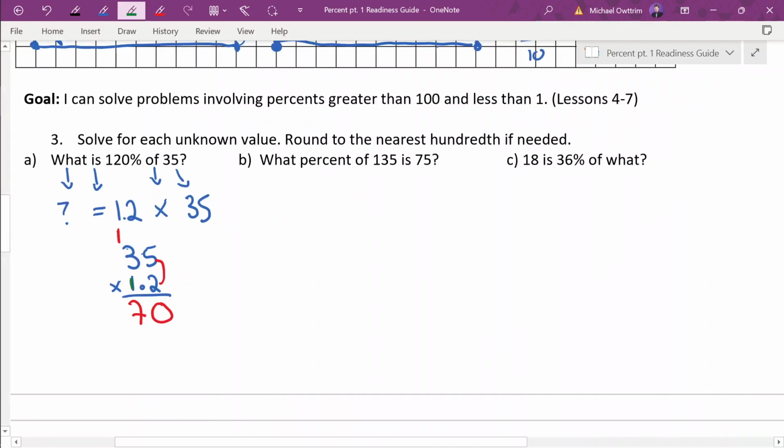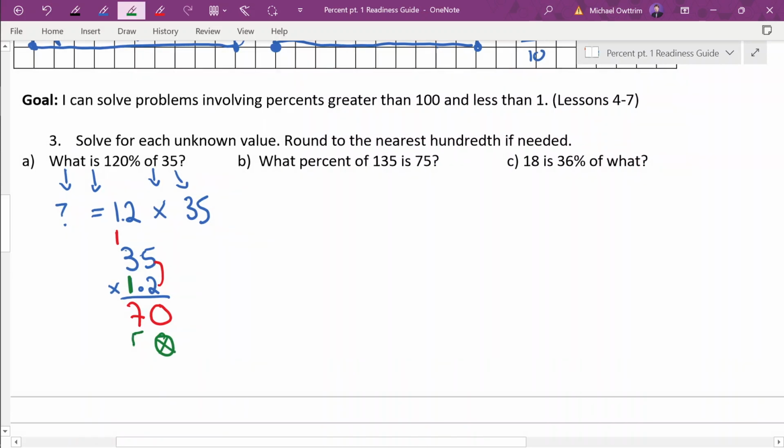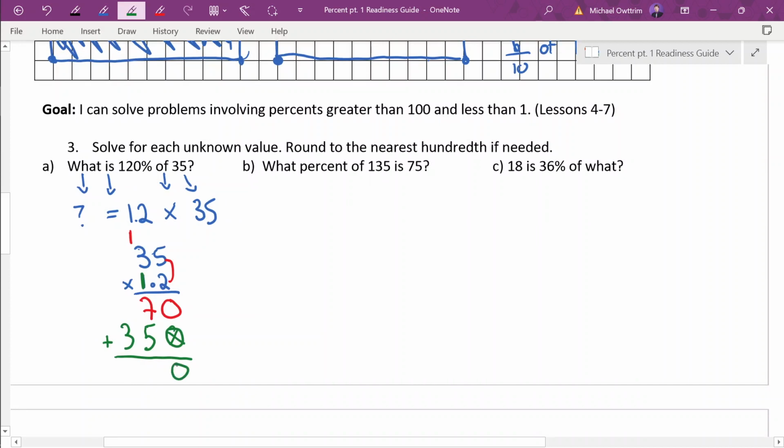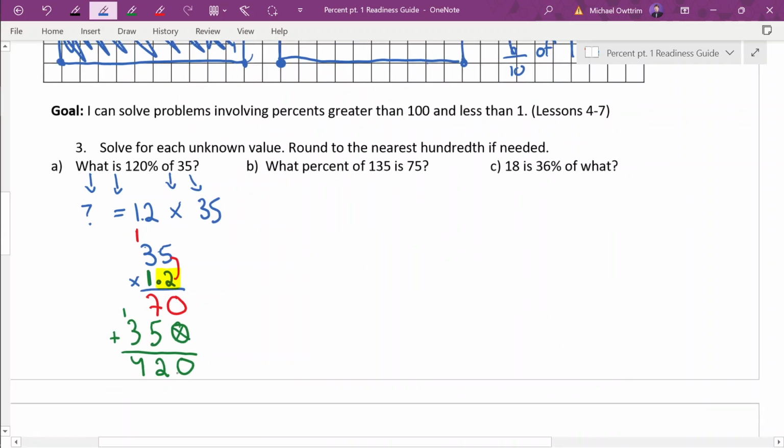Now we're going to deal with our next place over, so we need to put a placeholder 0. 1 times 5 is 5, and 1 times 3 is 3. Now that we've done all of our digits, we need to add up. 0 plus 0 is 0, 7 plus 5 is 12, so 2 carry a 1, and 1 plus 3 is 4. Now we have to remember to adjust for our decimal. In our calculation, we had 1 decimal point, and so in our answer, we need to have 1 decimal point as well. In this case, our answer is that 42 is 120% of 35.